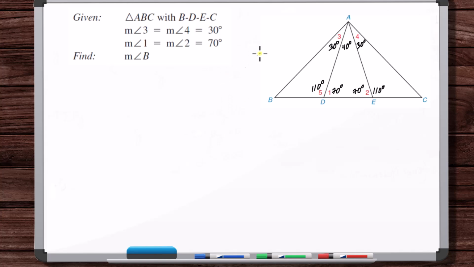Okay, so now we can get the measure of angle B because we've got two angles of a triangle, this triangle ABD here. So 110 plus 30 is 140, and then 180 minus 140 is 40. So the measure of angle B is 40 degrees.